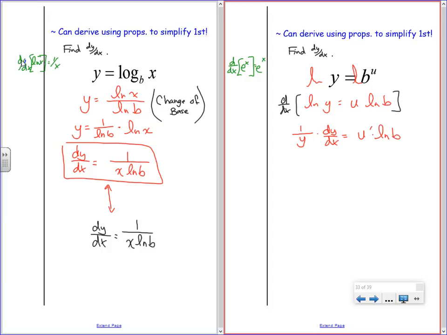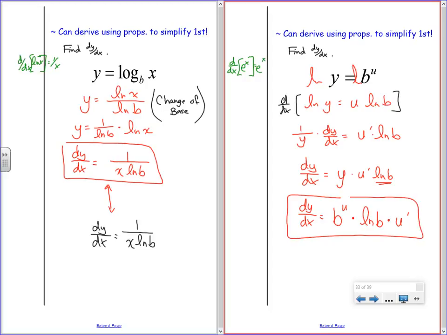Multiply the y over. dy dx is equal to y times u prime times ln of b, which ends up being, who is y? Look back at the beginning. Just like e to the x staying e to the x, b to the u stays b to the u, but what extra constant do I have? ln of b. And then we just put u prime at the end because that's where we always go. And why is there a u prime? Because I didn't have him be an x, I had him be a u.